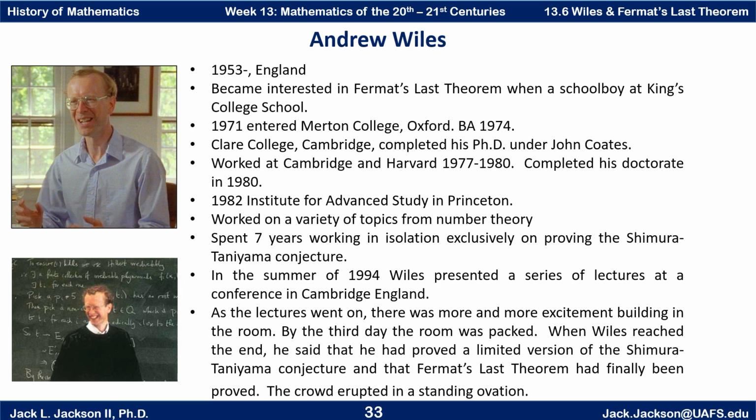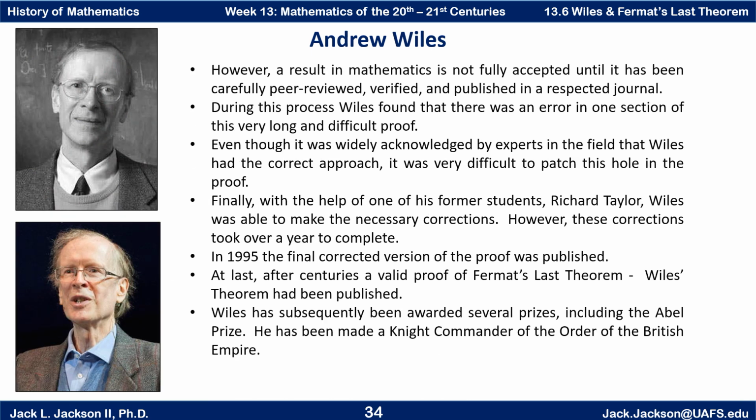But wait, there's more. A result in mathematics is not fully accepted until it has been carefully peer reviewed, verified, and published in a respected journal. During the process of getting it ready for publication, Wiles found that there was an error in one section of this very long and difficult proof. Now, he had done enough work that a lot of people that were really experts in the field were pretty convinced that he at least had the correct approach, but it turned out to be very difficult to patch this hole in the proof.